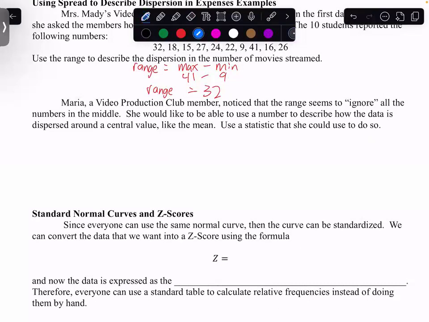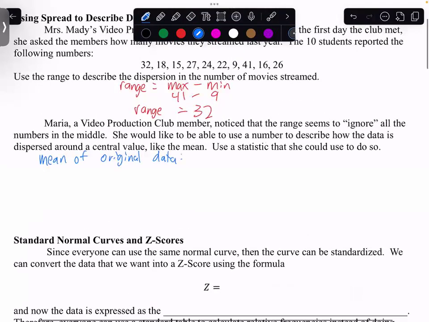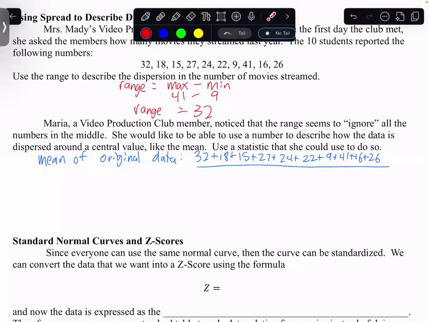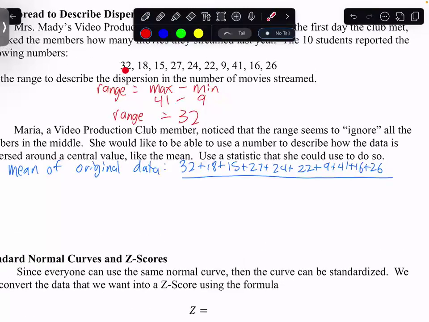Right, so the first thing you need to do is find the mean of the original data. I say original because we're going to do some stuff with it, so then we're going to have different data later. Okay, so to find the mean, you add up all the data points and divide by the amount of data. So 1, 2, 3, 4, 5, 6, 7, 8, 9. Oh yeah, it told us there's 10, sorry.